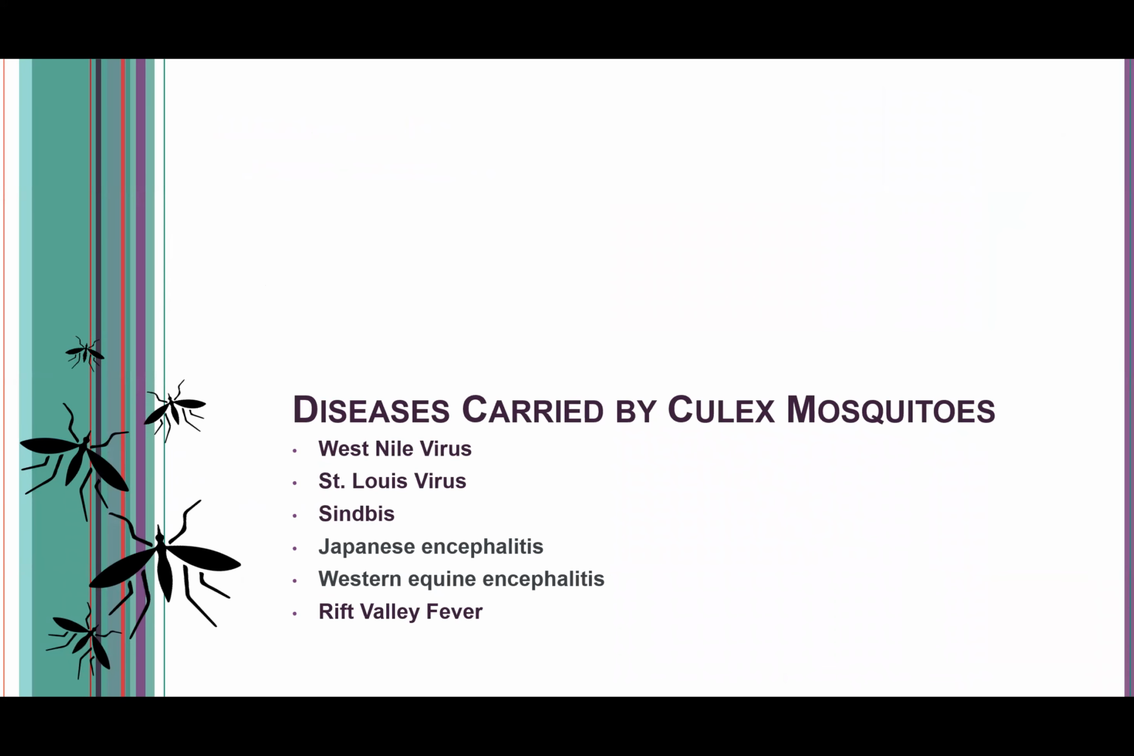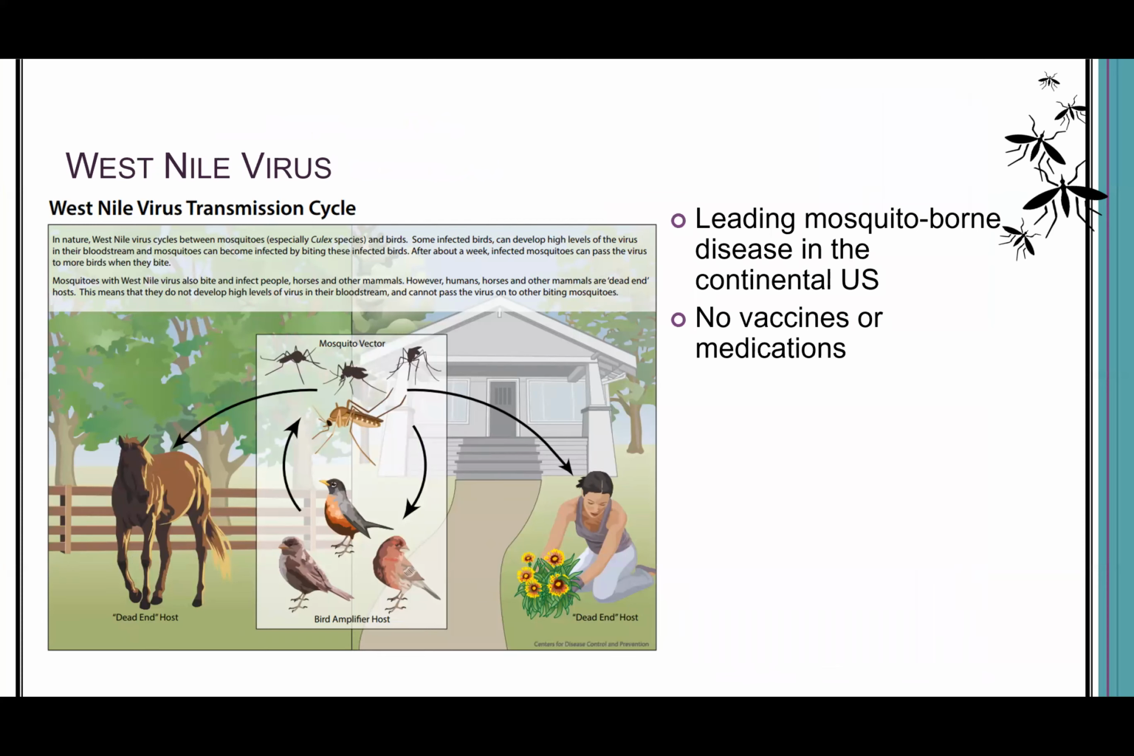So as I said already, the disease of concern with Culex is West Nile, and another one is St. Louis encephalitis, and I'm going to talk about those two here. So West Nile is our biggest concern. It's one of the main reasons why we have mosquito control. We want to keep these numbers low, so that we don't have a large number of people becoming ill from it.